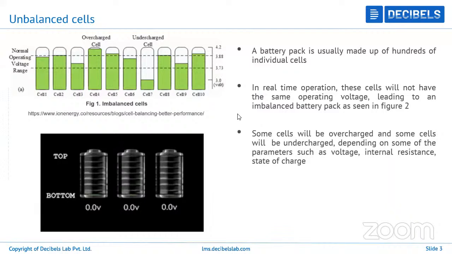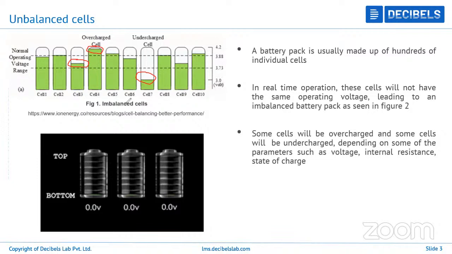So what are unbalanced cells? Unbalanced cells are basically cells that, suppose in a battery pack there are so many cells, right? There are cells that can have very high voltage, there are cells that can have very low voltage, and then there will be cells that are exactly within the correct operating limit as well. In a battery pack there can be all these different types of cells, and they can affect the battery pack performance in various different ways.